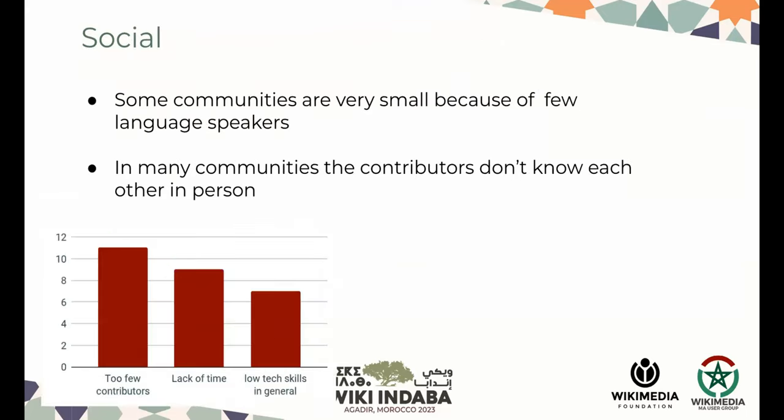Wikipedia. And then in terms of social challenges, we're looking at how small the communities are, and the language groups, what the variations in terms of dialects are, how many dialects they have in the language, and how they can understand the differences in terminology and stuff like that. And a lot of the communities have very few contributors, and most of them don't have time. We also engage a lot of students in some communities, and they said they don't have time because they go to school and only contribute to Wikipedia when they are on vacation. And low tech skills in general also reflected in the social challenges.